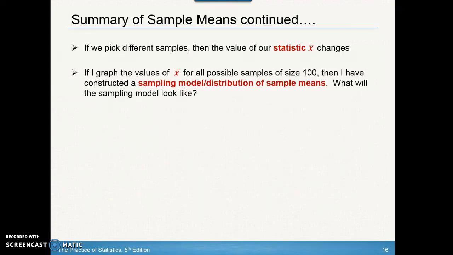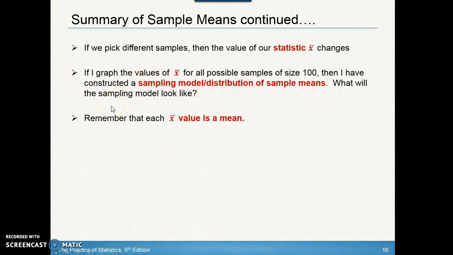If we decide to graph all the values of X bar for all possible samples of size 100, you will have a sampling distribution of sample means. Now, let's say you only do 50 groups of 100, then that's an approximate sampling distribution because it's not all possible samples of size 100. Now, what will our model look like?